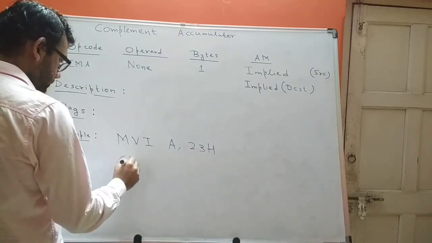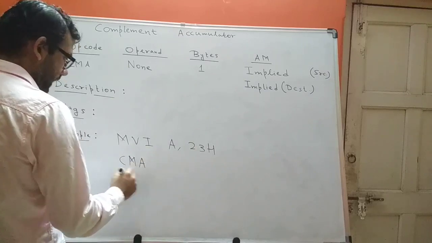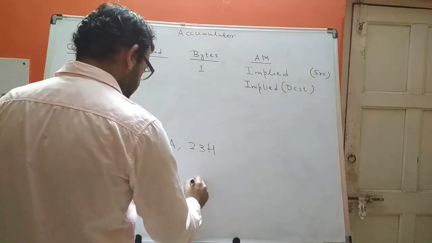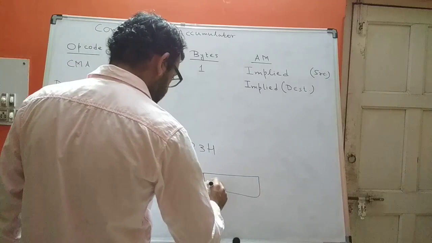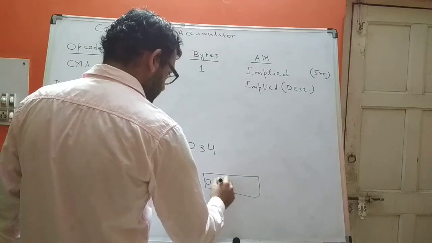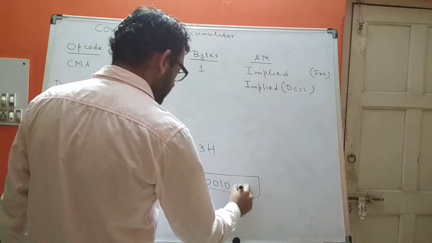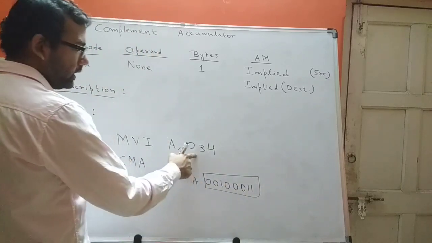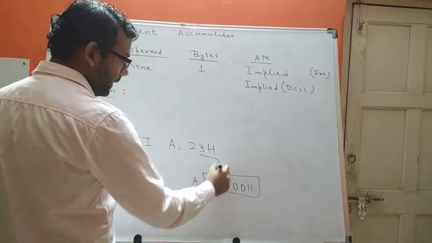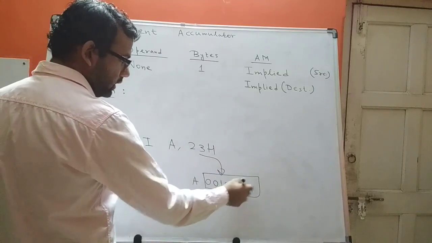And then if I do CMA, then what will happen? So my accumulator contains, you can probably guess the answer by now. So my accumulator contains this value. Accumulator contains 23. 23's binary is this: 0010 0011.